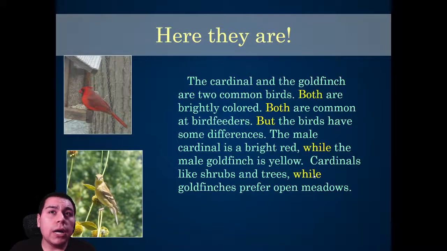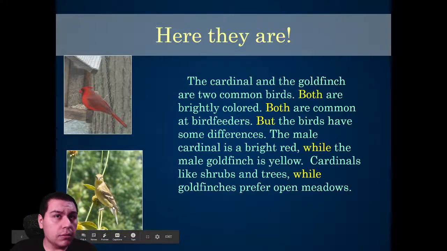They use the word while to show that one of the birds does something, but the other one does not. It might do something a little different, or it might do something a lot different. Like here, they're both bright colors, but the cardinal is a bright red, and the goldfinch is a bright yellow. The cardinals like shrubs and trees to hang out in, but the goldfinches prefer open meadows to hang out.